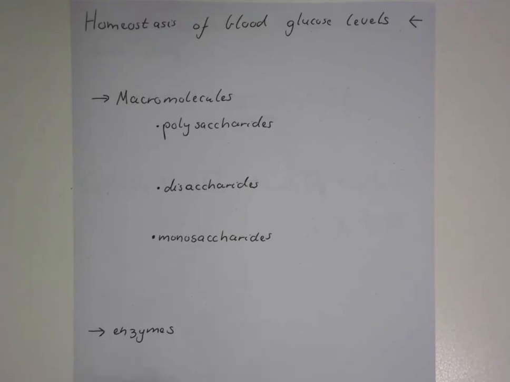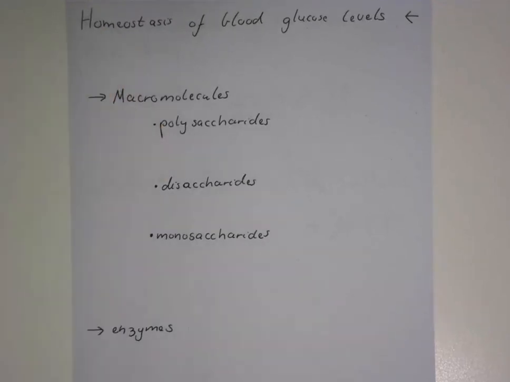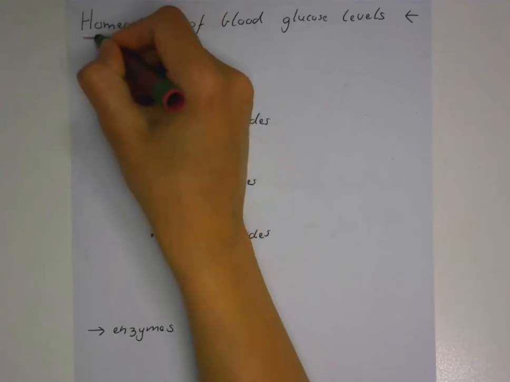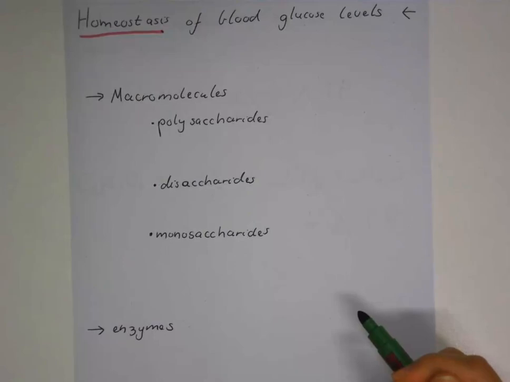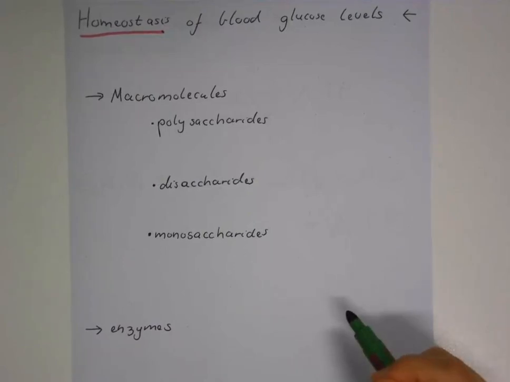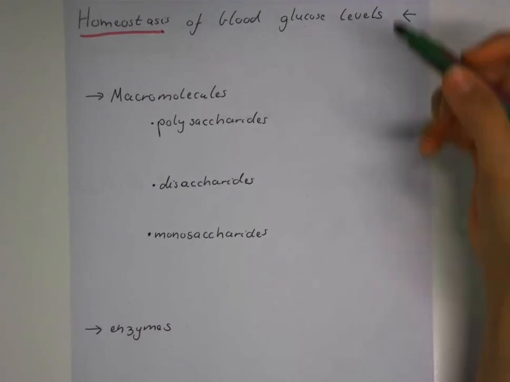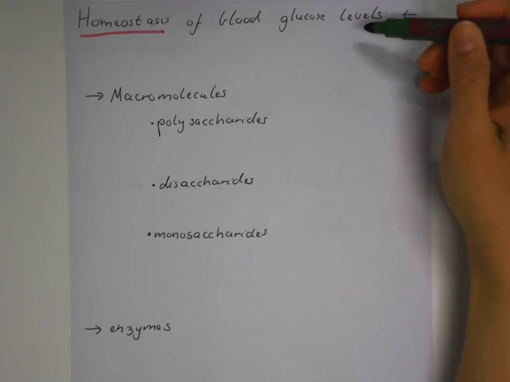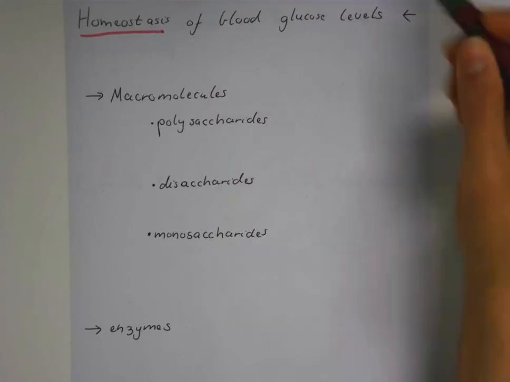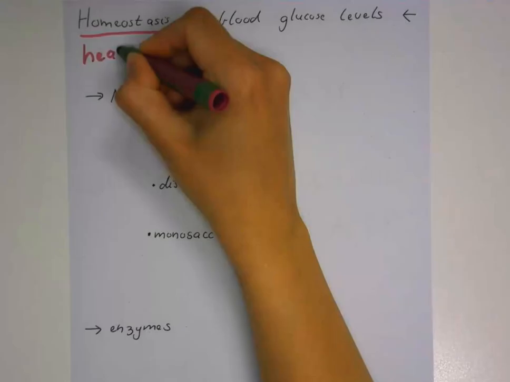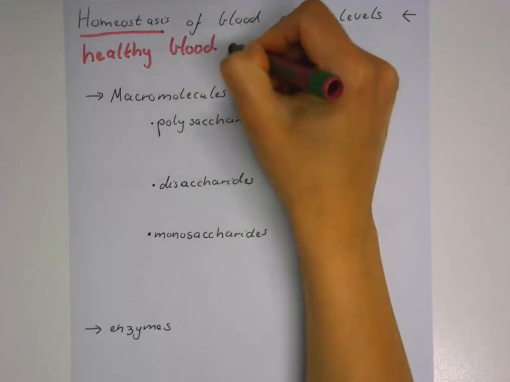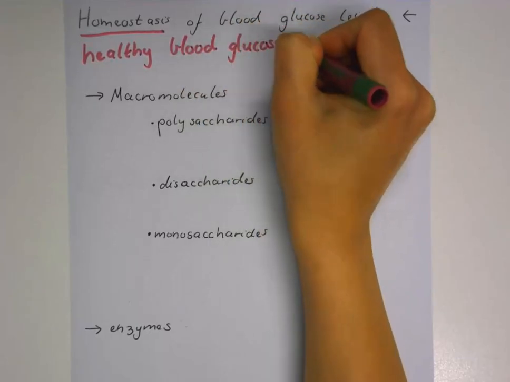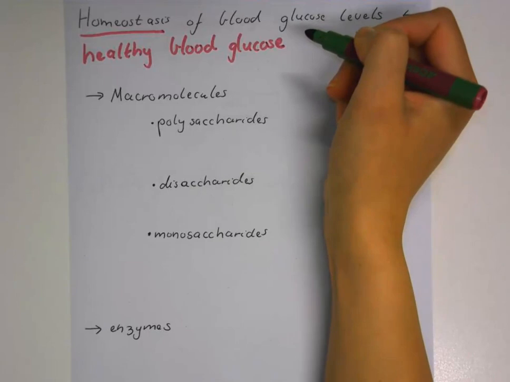In today's video, we're going to be looking at homeostasis of blood glucose levels. The process of homeostasis maintains a constant internal environment regardless of changes to the external environment. In this video, we'll be looking at how your body maintains a healthy and relatively stable blood glucose level. This occurs despite changes in what you eat and the amount of glucose in your blood.